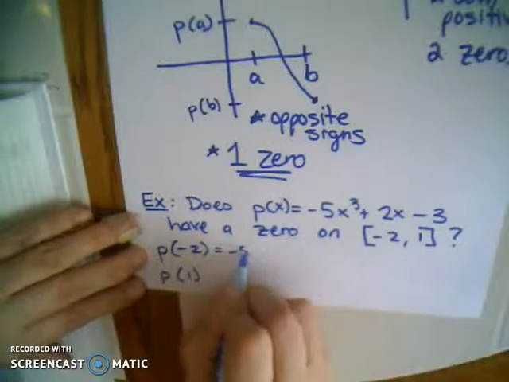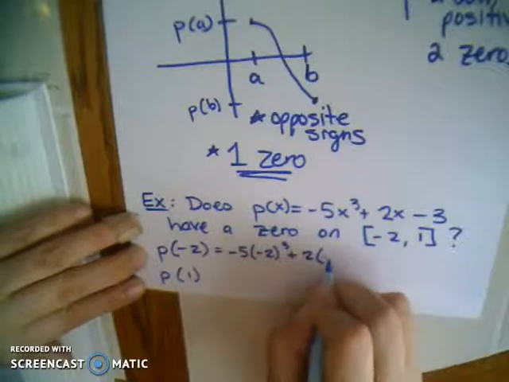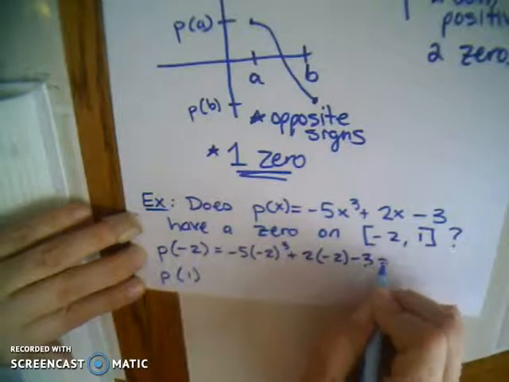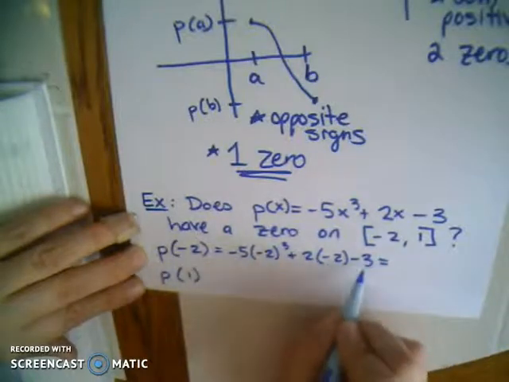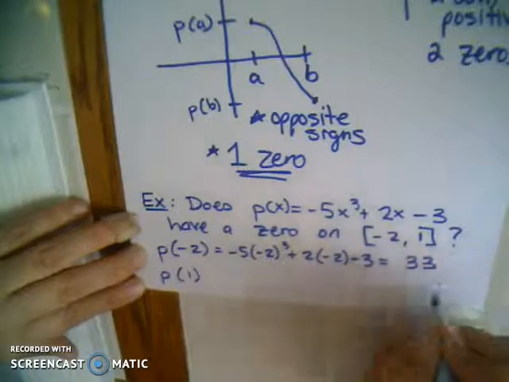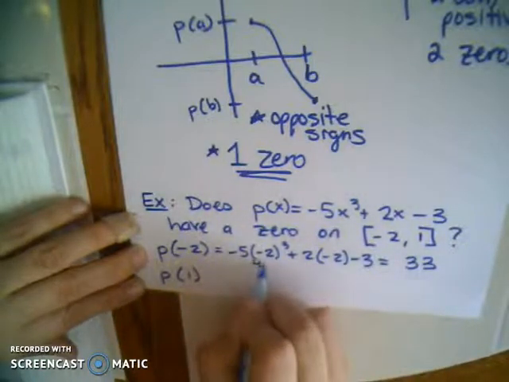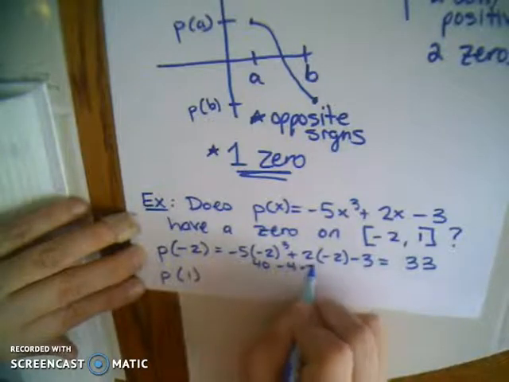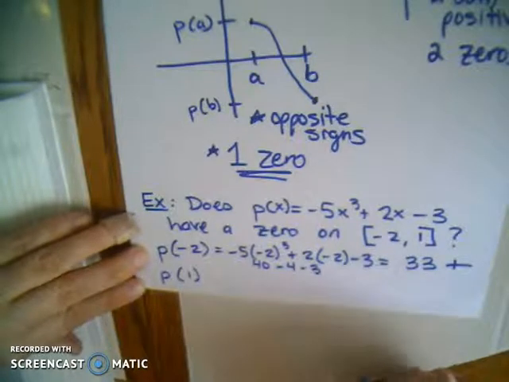So I've got -5 times -2 cubed plus 2 times -2 minus 3. And that is going to be 40 minus 7, which is 33. This is -2 cubed is -8 times -5 is +40. We get 33. So it's positive. That's the important thing. It's positive.